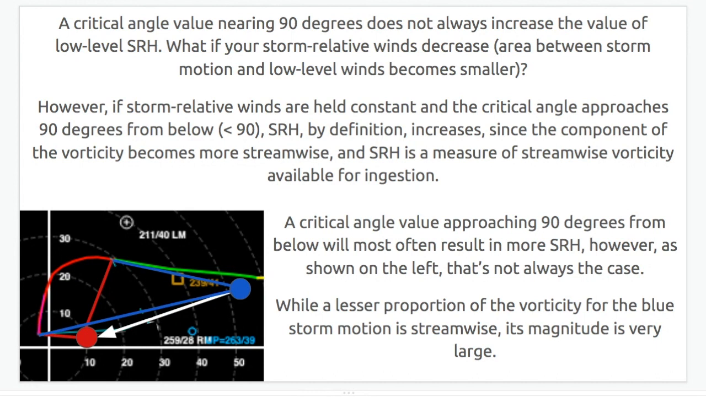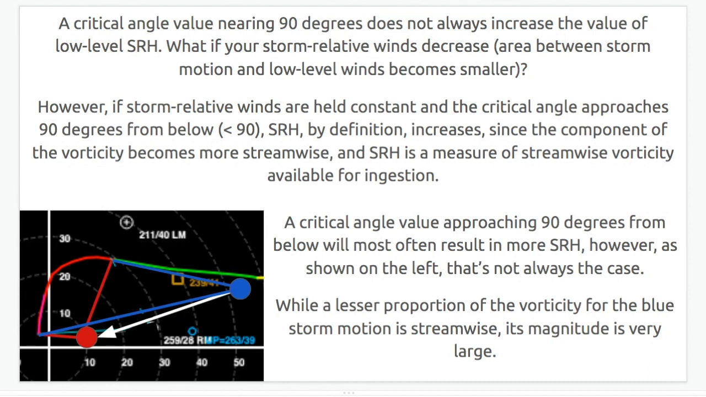However, if storm relative winds are held constant and the critical angle approaches 90 degrees from below, meaning that it is originally less than 90 degrees, storm relative helicity, by definition, increases, since the component of the vorticity becomes more streamwise, and storm relative helicity is a measure of streamwise vorticity available for ingestion. A critical angle value approaching 90 degrees from below will most often result in more SRH. However, as shown on the left, that's not always the case.